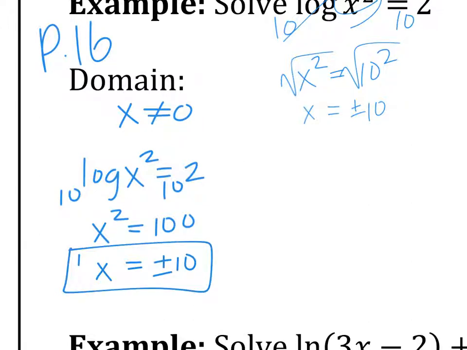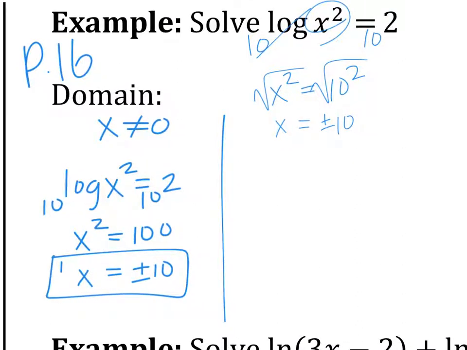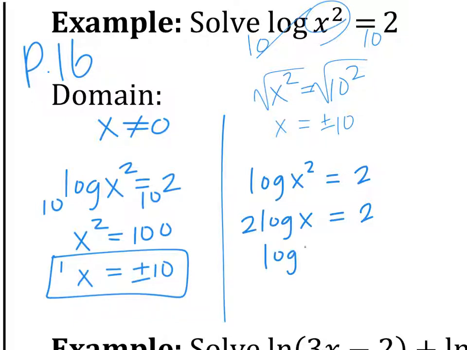Okay, I'm going to show you the wrong way to do this problem. Again, this problem is log x squared equals 2. You could bring this 2 down. If you do that, what would you do next? Divide by 2. And then what? Raised by, not log, 10, x equals 10.